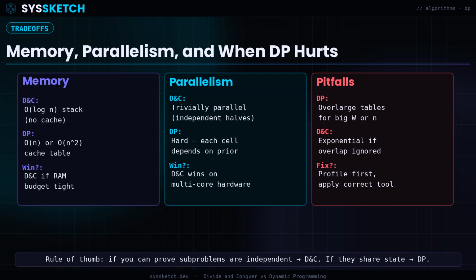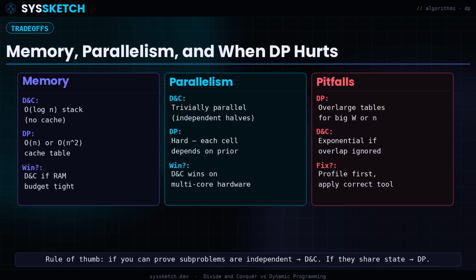The most common D and C mistake is applying it naively to a problem that actually has overlapping subproblems, producing exponential runtime. The most common DP mistake is allocating a table so large in both dimensions that it exhausts available memory. Always verify your subproblem structure before committing to either approach.